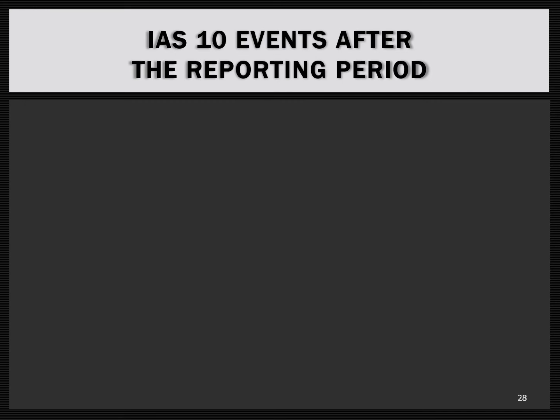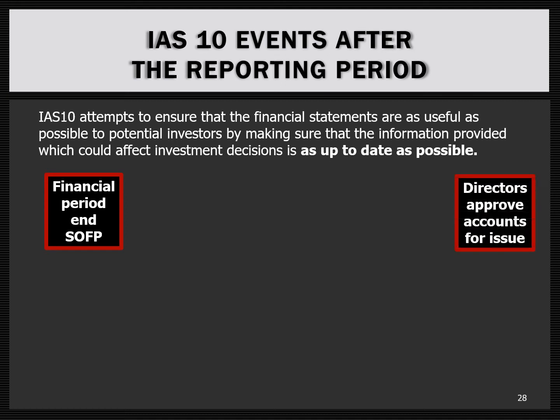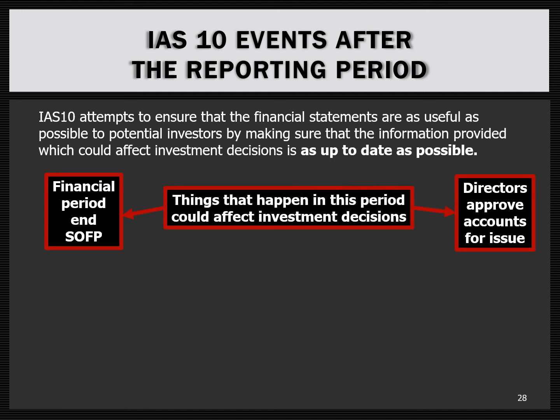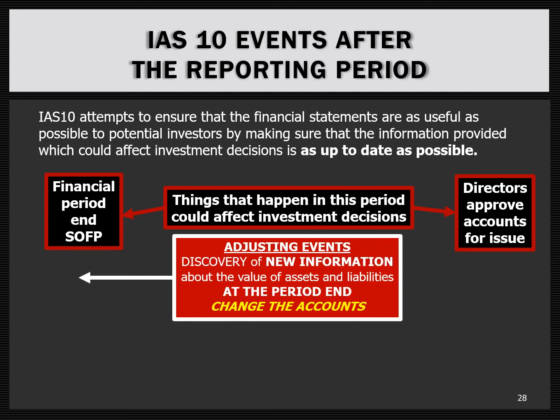IAS 10, events after the reporting period. The investors need to know about those, and remember we're looking at the period between the period end, the balance sheet date, and the date the directors approve the accounts for issue. It's items that happen during that period that can affect investment decisions that we need to deal with, and they can fall into one of two categories: either an adjusting event, and that's really the discovery of new detailed information about the position that existed at the period end.